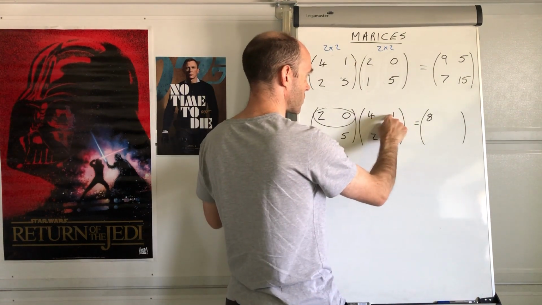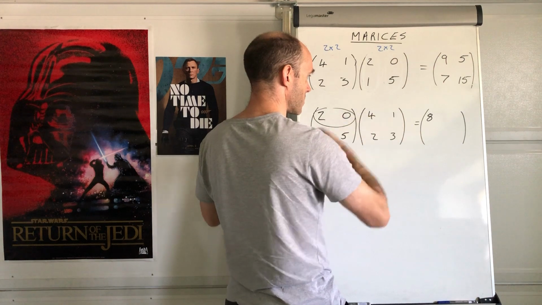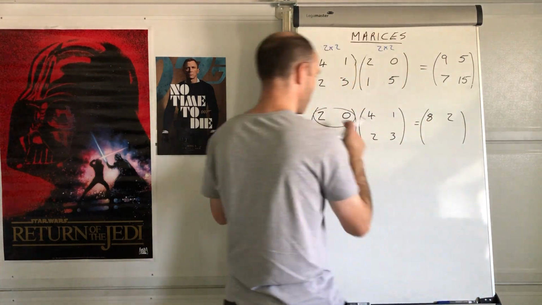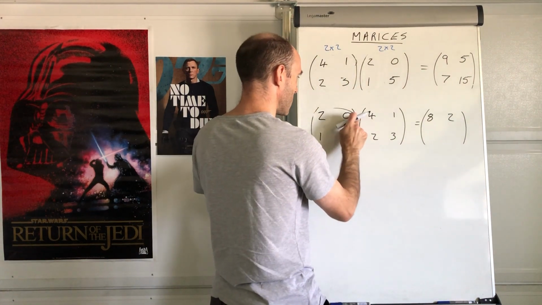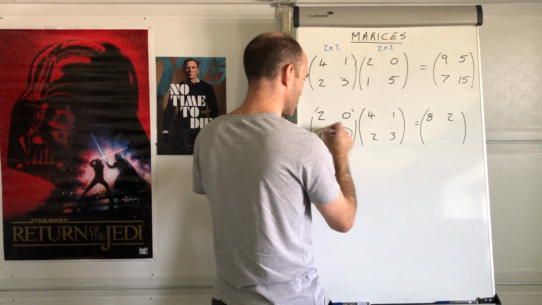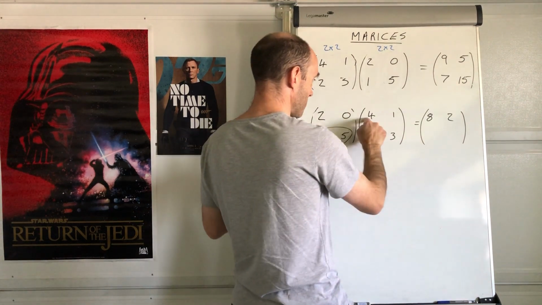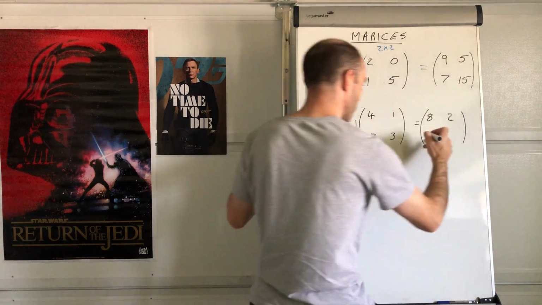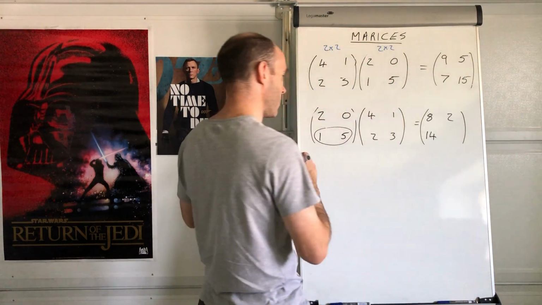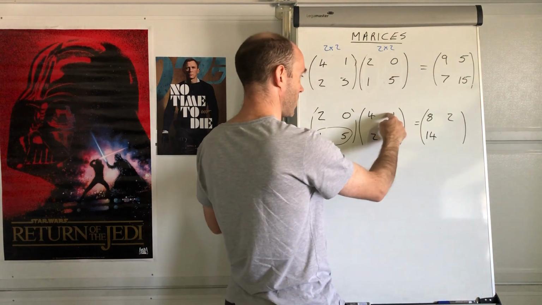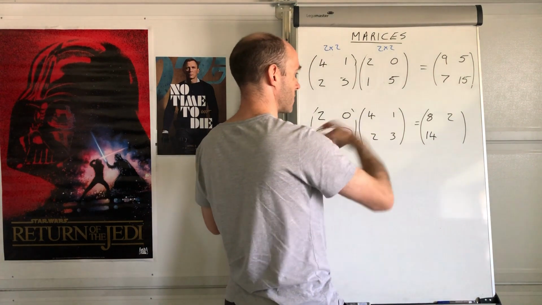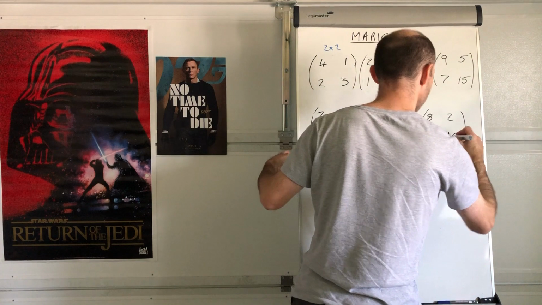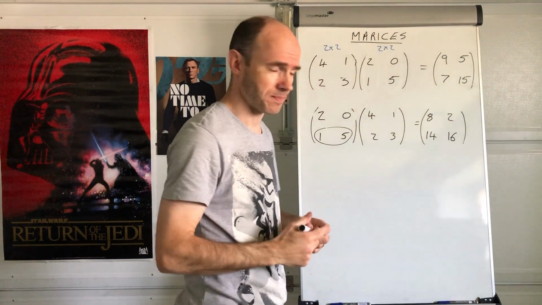2 times 1 is 2, 0 times 3 is 0, so it's 2. Okay, you see how that worked? Next, I'm going to move on to this final row. 1 times 4 is 4, 5 times 2 is 10, so 10 plus 4 is 14. And then 1 times 1 is 1, 5 times 3 is 15, 15 plus 1 is 16. Can you notice you get a completely different answer?